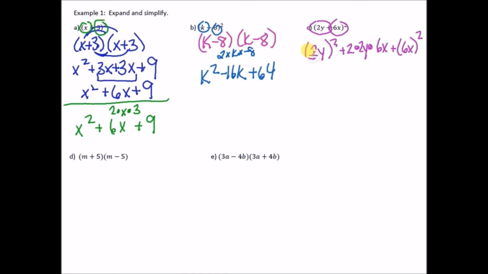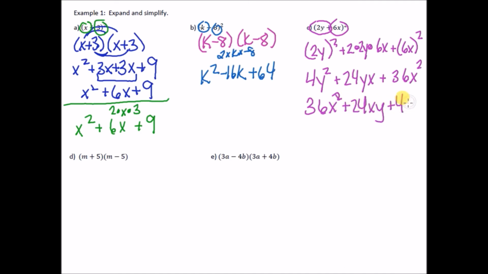Okay, now let's actually expand. 2y squared, I get 4y squared. 2 times 2 times 6, 2 times 2 is 4, times 6 is 24, yx. And then this is 36x squared. And we can go ahead and put that in order. We can go 36x squared. This middle term I would actually write as 24xy, and then plus 4y squared.